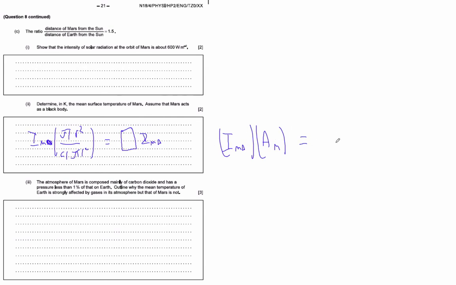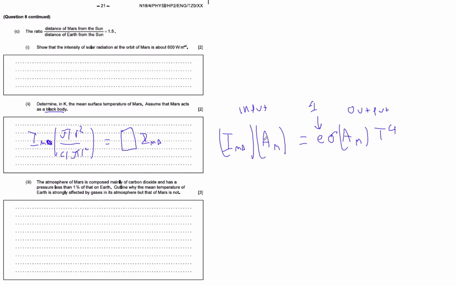That's going to equal our input. And then the output is going to be the emissivity, sigma, the surface area of Mars, times the temperature to the fourth. Now, they say that Mars acts as a black body, so we're going to say the emissivity is 1. A perfect black body has an emissivity of 1.